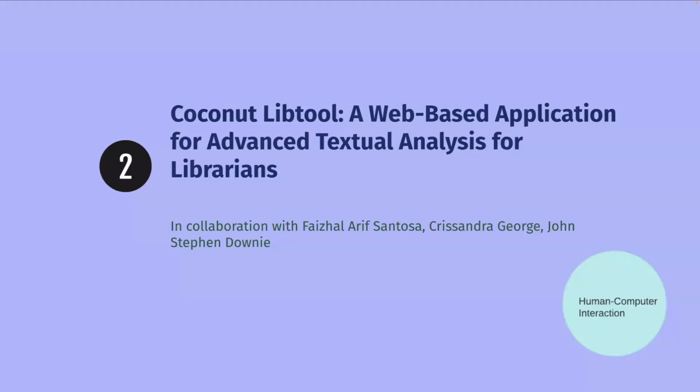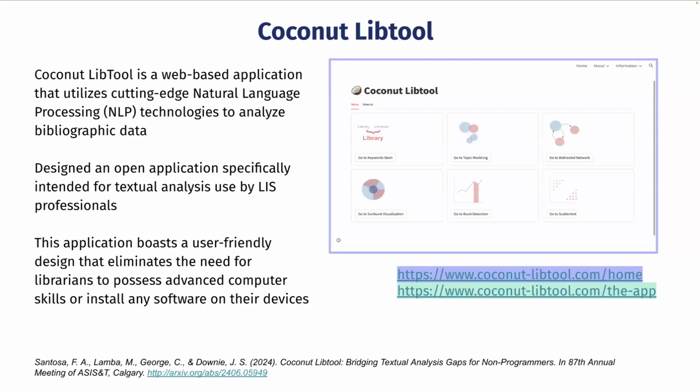So coming to my next project, which is on the CoConnect Library Tool, a web-based application for advanced textual analysis for librarians. This work was done in collaboration with Faisal, Arif Santosa, Chrisandra George, and John Stephen Downey. In this project, we built a web-based application that utilizes NLP technology to analyze bibliographic data derived from Web of Science, Scopus, and Lens. And you can also use your own personalized CSV.